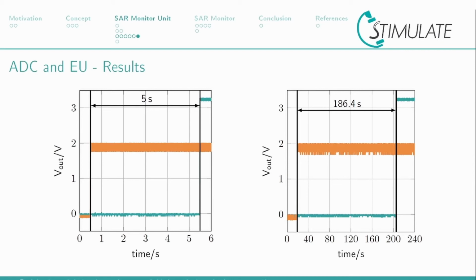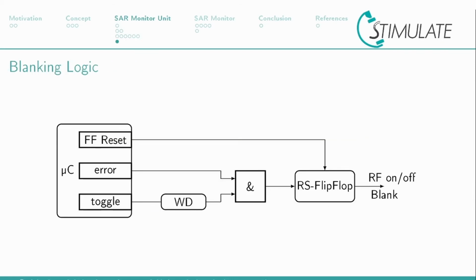calculation works properly. The last component of the SAR-Monitor unit is the blanking logic, which adds a software surveillance to the SAR-Monitor by using a hardware watchdog. This watchdog's input is toggled by this toggle output of the microcontroller during sampling state. If the software freezes, the watchdog sends out a low pulse.